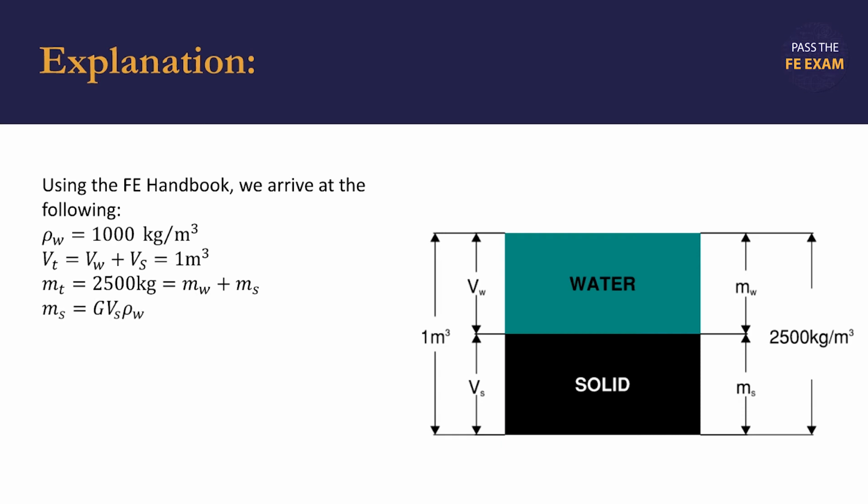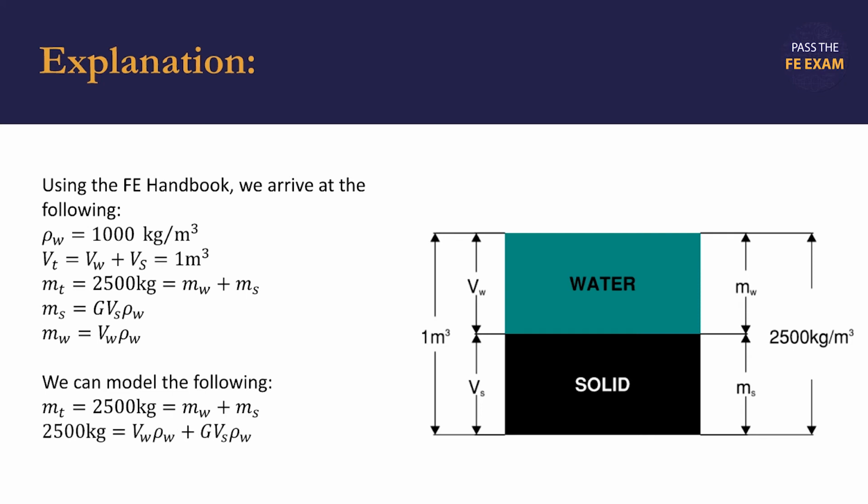The mass of the solid, M sub S, is equal to the product of the specific gravity, G, the volume of the solids, and the density of water. The mass of the water, M sub W, is the volume of the water times the density of the water. Remember, the total mass is 2,500 kilograms and is equal to the sum of the mass of the water and the mass of the solid. We can substitute in our equivalence relationships for the mass of water and the mass of solids. We can then substitute in our known values, the density of water, and the specific gravity for this soil sample.